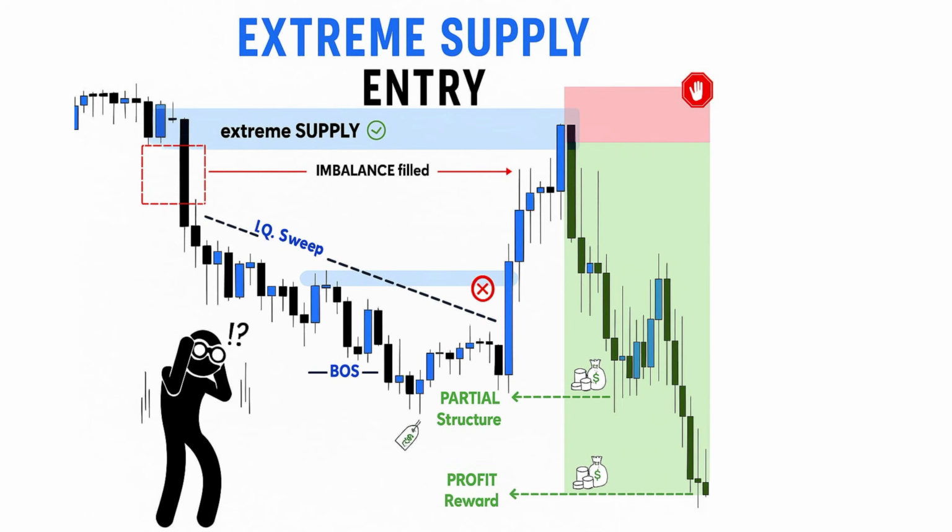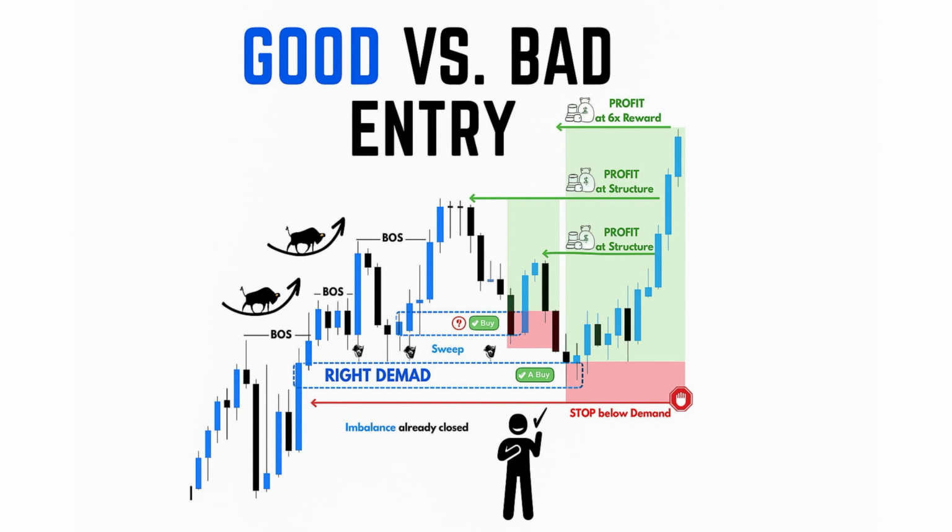To tie all of this together, let's end with the most critical lesson: the difference between a good entry and a bad entry. A bad entry is often rushed. It's busy, and occurs right at a demand zone before the market has swept the crucial liquidity below it. This is extremely risky, because if that sweep happens, your stop loss is vulnerable. The right entry, however, requires patience. You wait for the market to do its job.